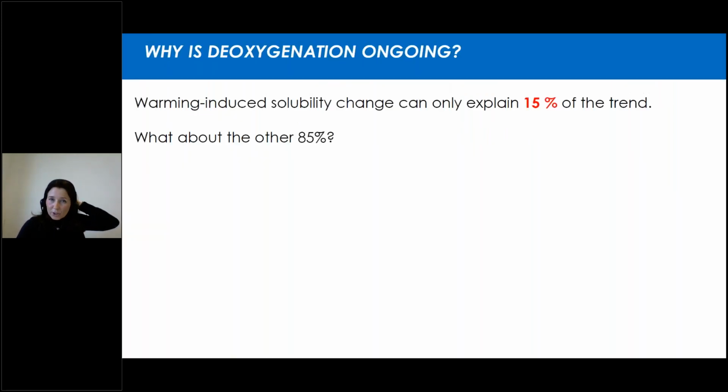So why is deoxygenation ongoing in the global ocean? This is a very tricky, very difficult question. Several investigations using models and observation analysis have shown that warming-induced solubility change can only explain 15% of the decrease of oxygen. So what about the remaining 85%?